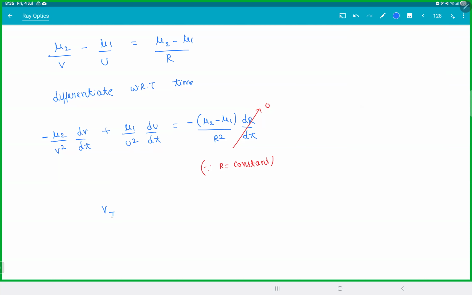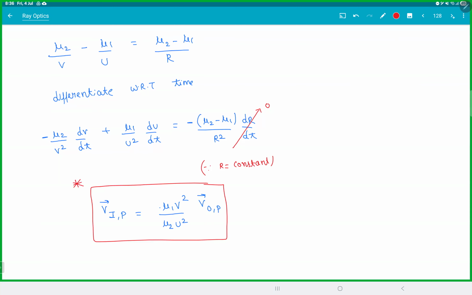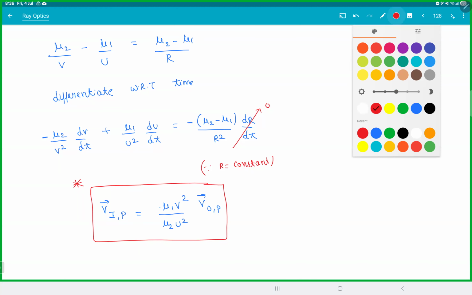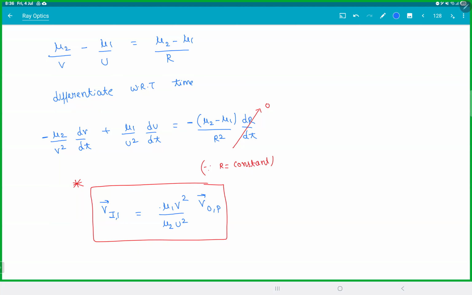This gives you the velocity of the image with respect to the pole: mu1 v square by mu2 u square, times the velocity of the object with respect to the pole. Remember, all these are velocities with respect to the interface. Luckily here the interface is not moving, but if it moves, you have to take relative velocity. The formula keeps changing, so you can't use the same formula for everything. Clear with this?